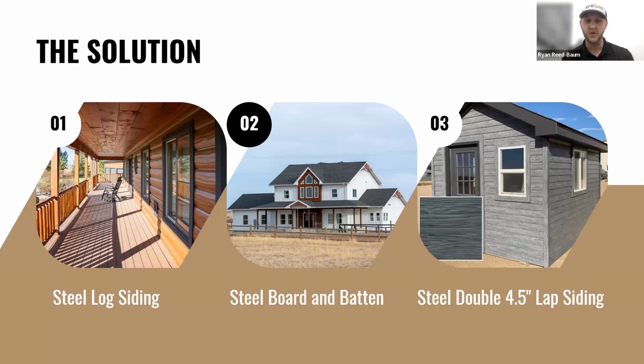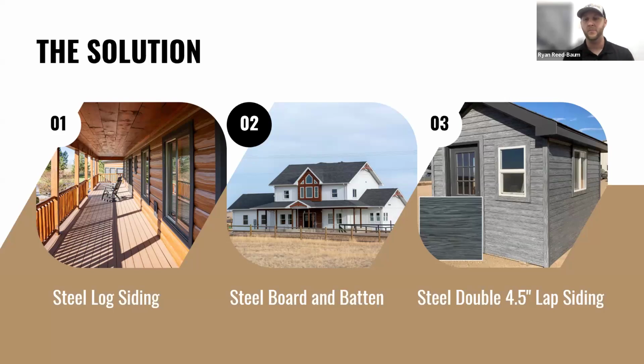So number 2 here is our steel board and batten. That photo specifically is in Great Falls, Montana, where they wanted to combine our log siding in the middle of that structure, as well as still have some of that farmhouse look, which you see in the white board and batten. And then taking a step further, number 3 is a double 4.5 lap panel, right?